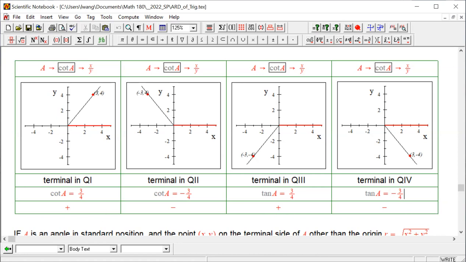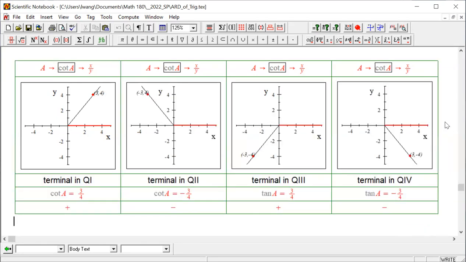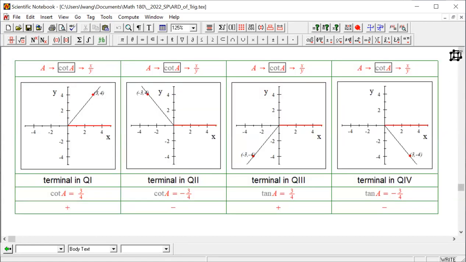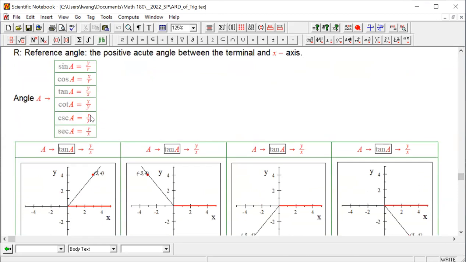Now you can see we can get so much information out of that definition. We have 2 more functions to go. What are those? Cosecant and secant. For cosecant, let's take a look at the definition. Cosecant is defined as r over y. Sine is defined as y over r. So it seems that cosecant and sine have a relationship. They're reciprocal to each other, isn't it?